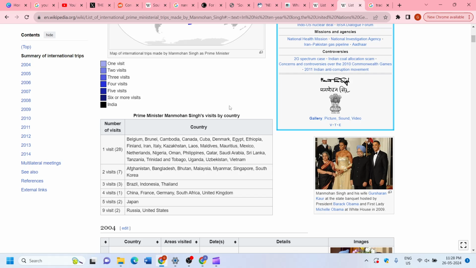Prime Minister Manmohan Singh's visits by country. Here we can see he made one visit to Sri Lanka. He visited Afghanistan, Bangladesh, Bhutan twice. But other than that, he didn't visit South Asian countries very often.